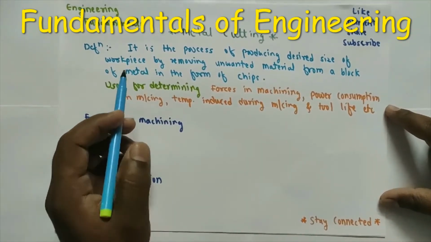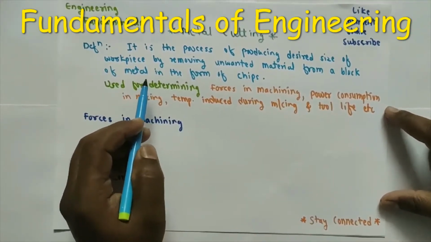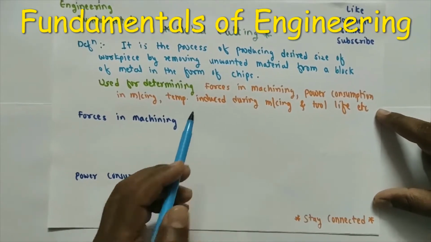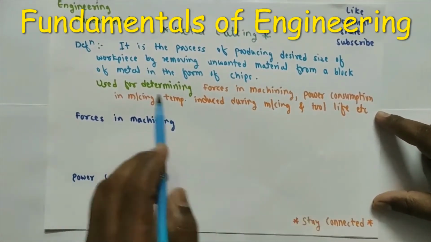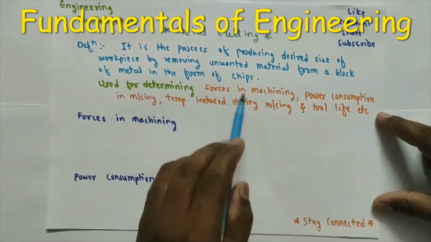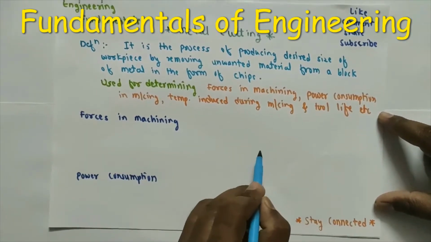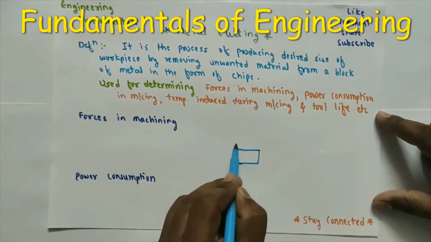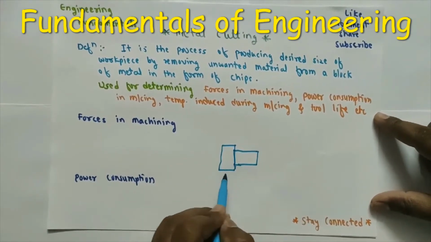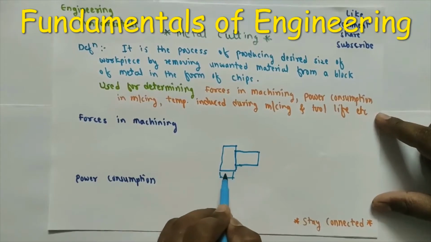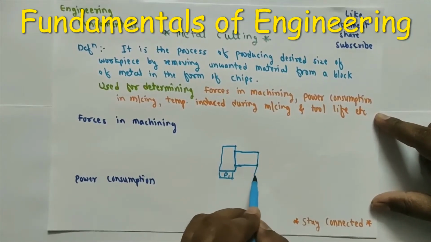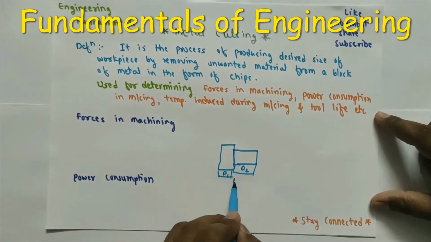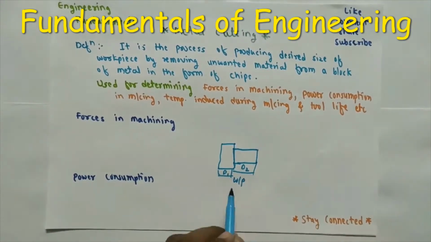The definition of metal cutting is that it is the process of producing the desired size of a workpiece by removing unwanted material from a block of metal in the form of chips. Suppose we want to produce a job like this size. It has some diameter D1 and diameter D2. We want to produce this type of workpiece with the desired size.